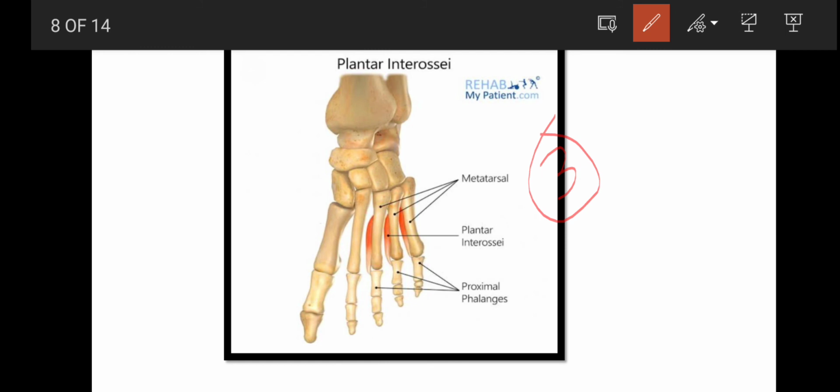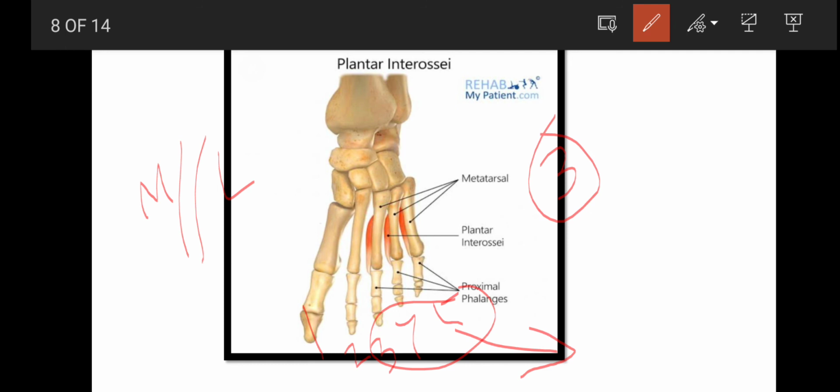Now this is the great toe, then 2, 3, 4, 5. These arise from the third, fourth and fifth metatarsals, from the base and the medial side. When you take a metatarsal like this, this is the medial side and this is the lateral side. Now this takes its origin from the medial side.